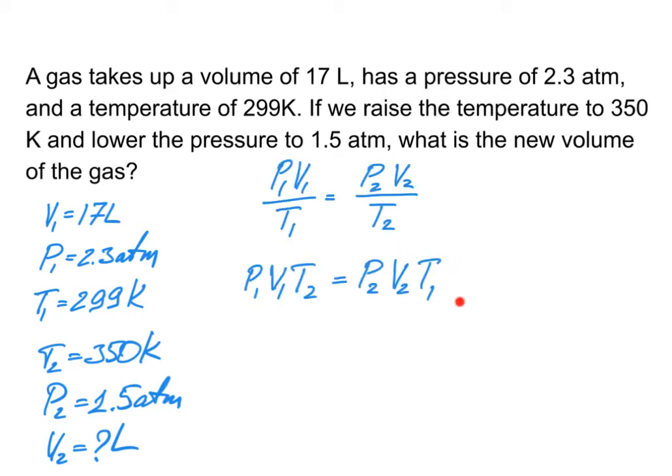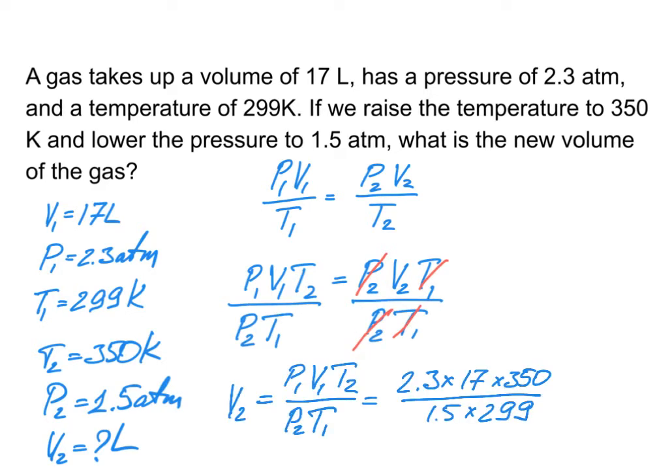This expression over here is a result of cross multiplication of this equation. Now I'm isolating my unknown V2. Plugging in the numbers, we can see that the final volume will be equal to 30.5 liters.